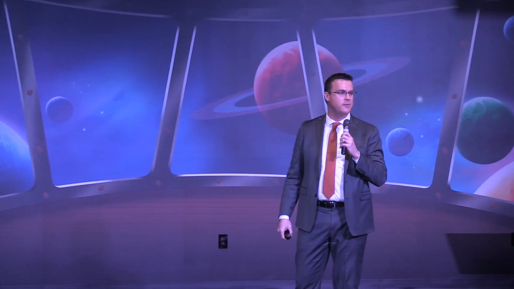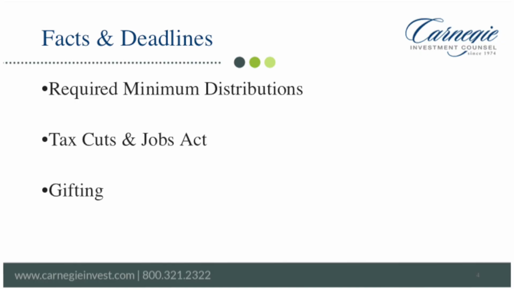I have some riveting topics to talk about. I see a lot of similar faces that have come to other Carnegie College events. Today we're going to talk about some fun stuff. As a headline, we're going to talk about required minimum distributions. We're going to talk a little bit about the Tax Cut and Jobs Act, and then a little bit about gifting.